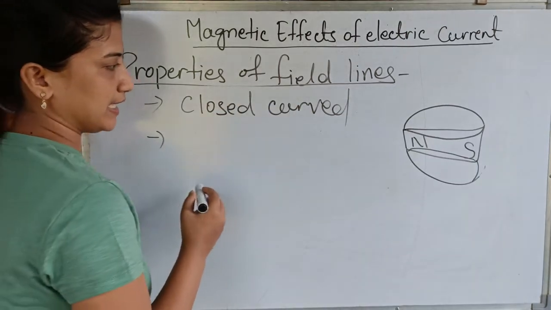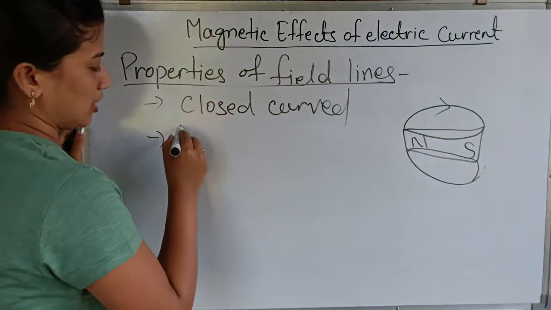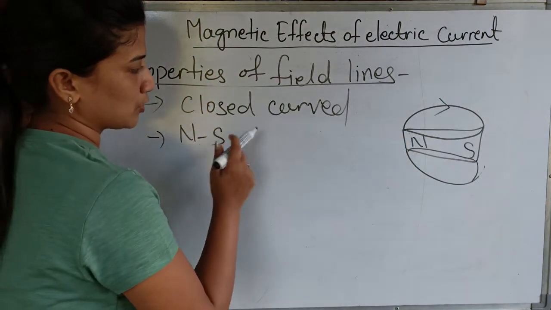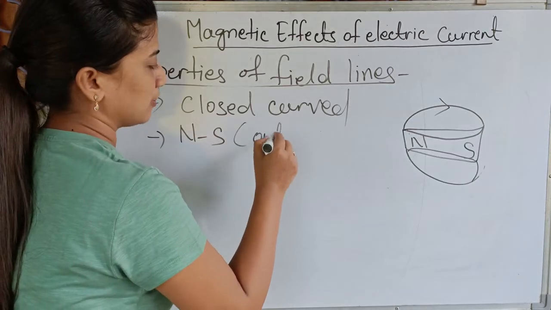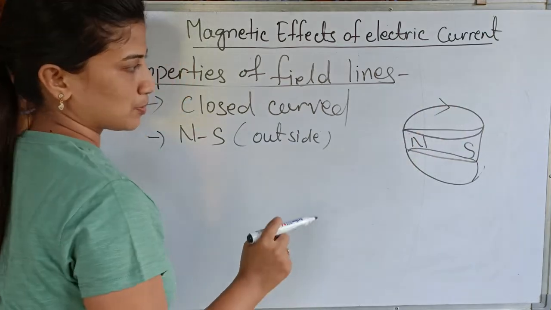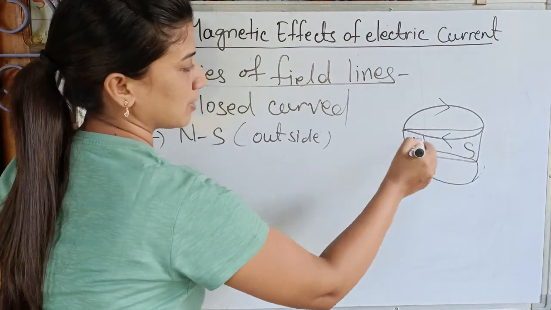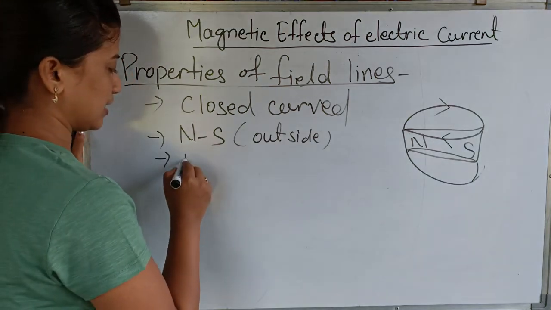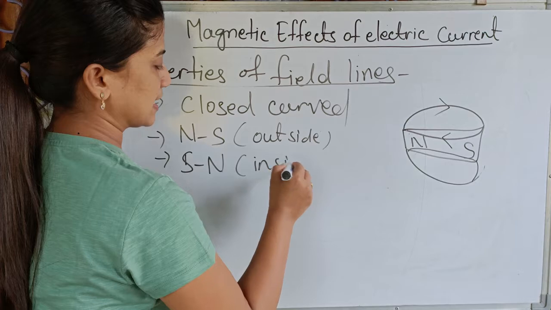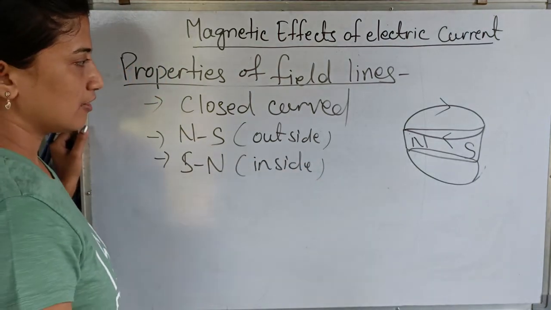The second point is that the direction of the magnetic field line is from north to south. The direction of magnetic field lines is always from the North Pole to the South Pole outside the magnet. You will see that outside the magnet the direction is from north to south, and inside the magnet it is from south to north. So I can write the direction is south to north inside the magnet. So this is about the direction of magnetic field lines.